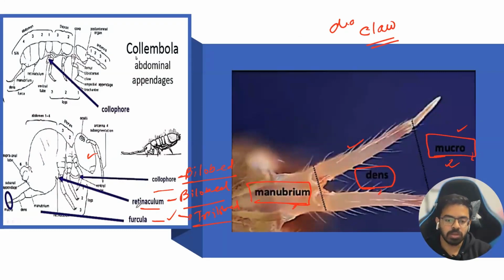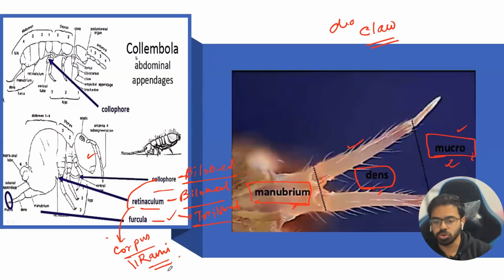Similarly, for retinaculum, there are two portions. Sorry, not for retinaculum, it is for collophore. It has two portions. That is corpus, and another one is rami. The basal portion is known as corpus. Another portion is known as rami. So it is two-lobed, means two portions are there. Okay, so just remember: collophore is bilobed, retinaculum is also bilobed, furcula or furca is trilobed. Okay.